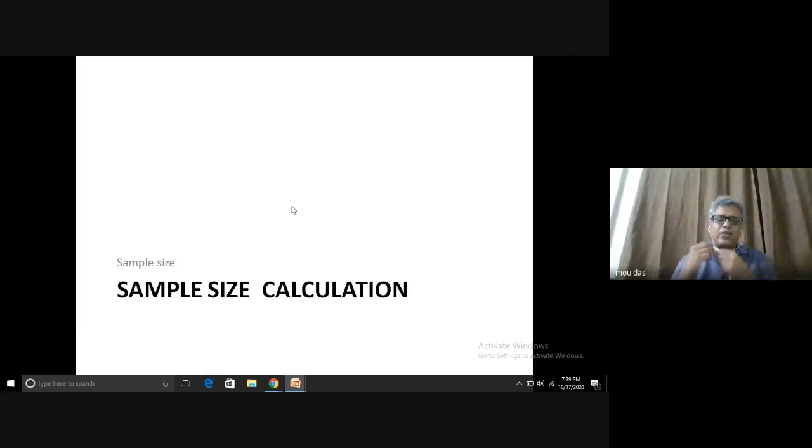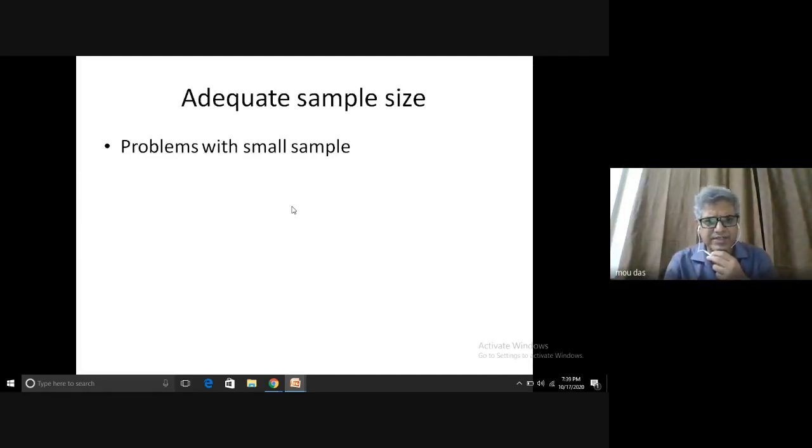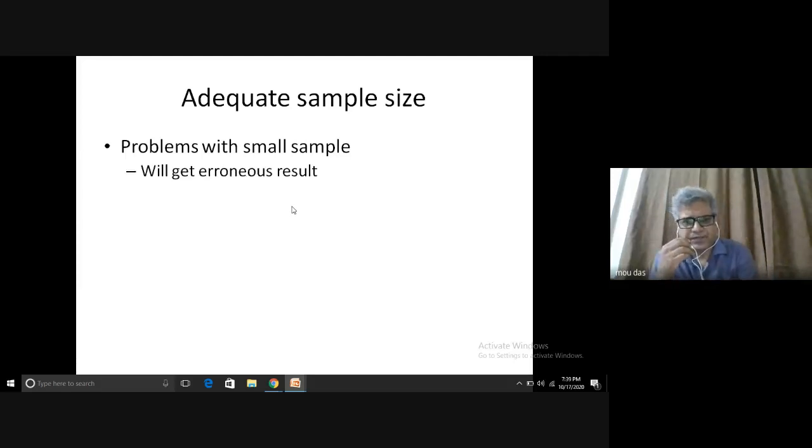I think I will go straight to sample size calculation. Now, why do you need to calculate the sample size? Because we need an adequate sample size. Why does adequate sample size matter? Because if you take a smaller sample size, we will get erroneous results. We have seen that because of alpha error and beta error will increase, and we'll get erroneous results. And also the power will be inadequate. So all the effort, the money, everything we have put into the research will be futile. And it is unethical also.